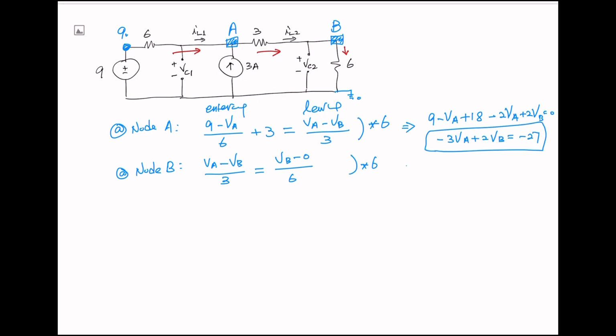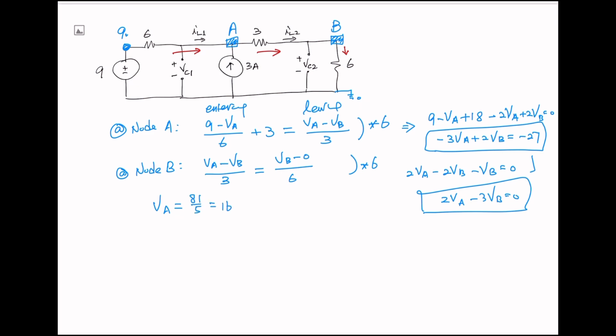And from the second equation, if you multiply by 6 everywhere, 2VA minus 2VB, move it over, minus VB equals 0. 2VA minus 3VB equals 0. Two equations, two unknowns. Then use your calculator. VA equals 81 over 5, which is 16.2. VB equals 54 over 5, which is 10.8.